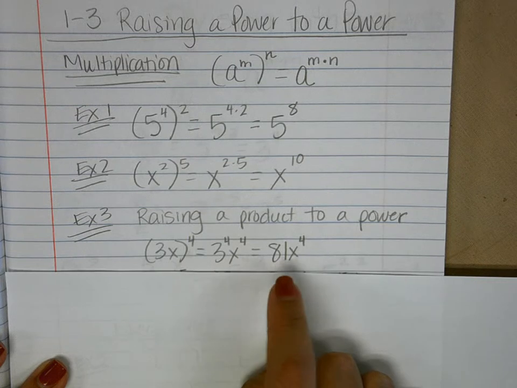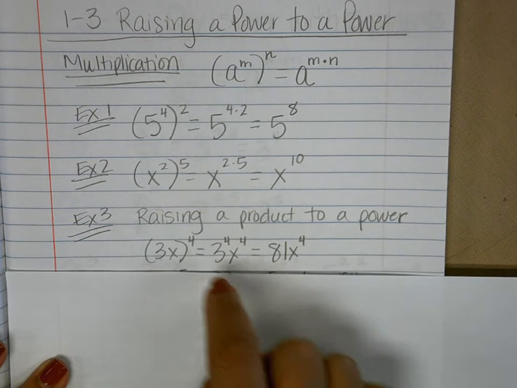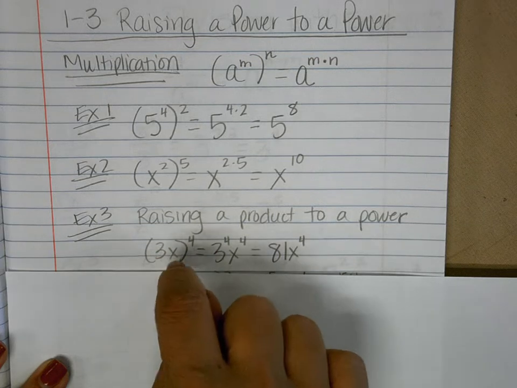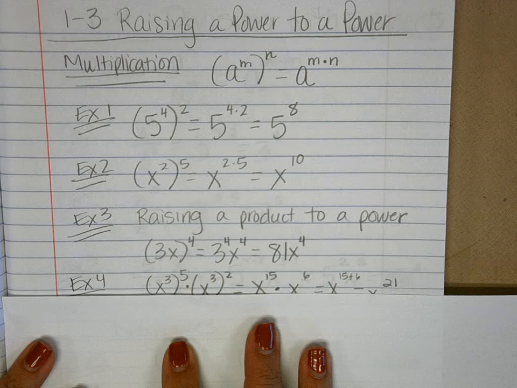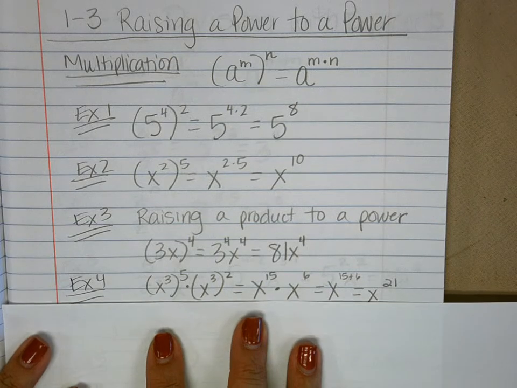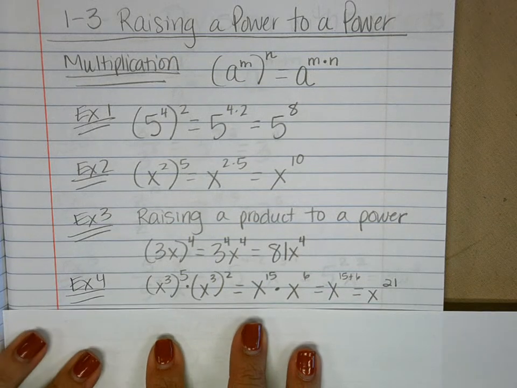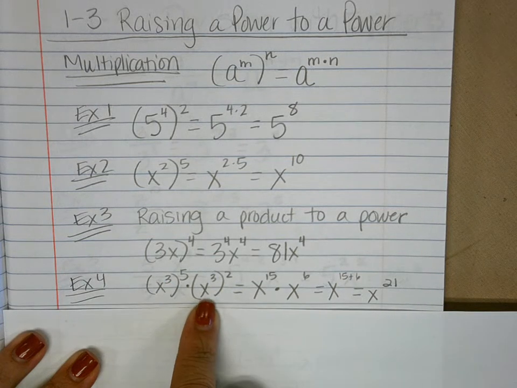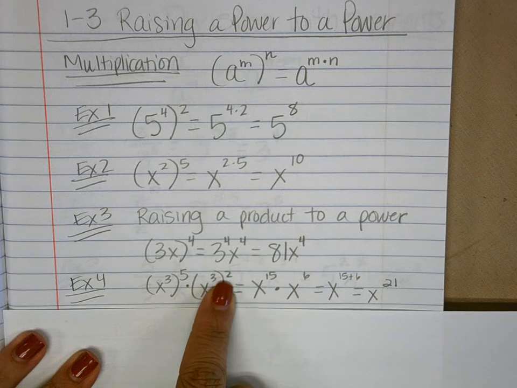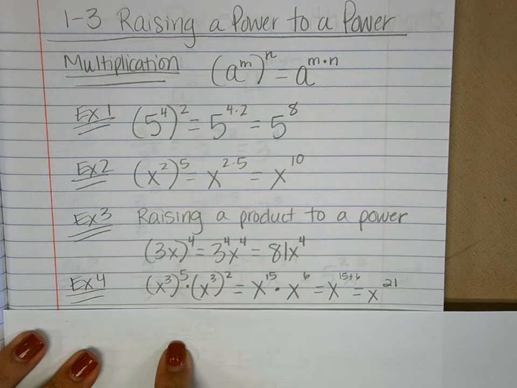Any questions on that one? So this power goes with both things here. Okay? Here's an example where sometimes you'll have several different things, like this is an x cubed to the 5th times x cubed to the 2nd power or squared. Sometimes they're separated like this.